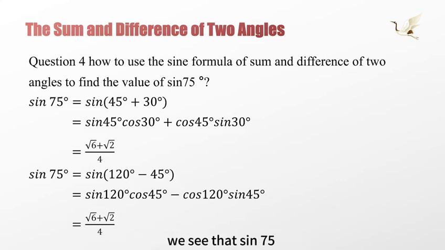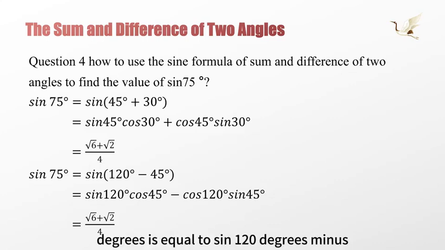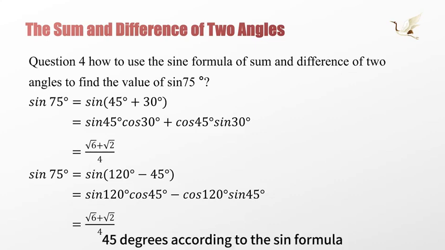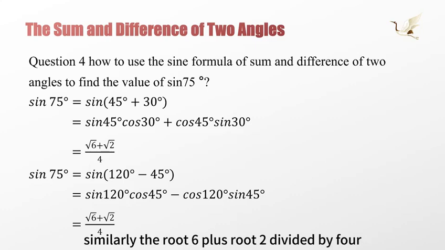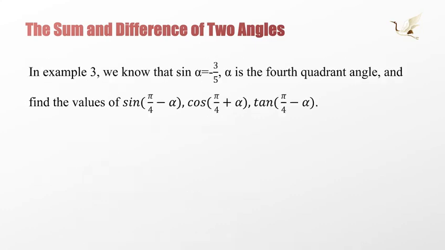We see that sin 75 degrees is equal to sin (120 degrees minus 45 degrees). According to the sine formula for the difference between two angles, it is equal to sin 120 degrees cos 45 degrees minus cos 120 degrees sin 45 degrees. Similarly, this gives (root 6 plus root 2) divided by 4.